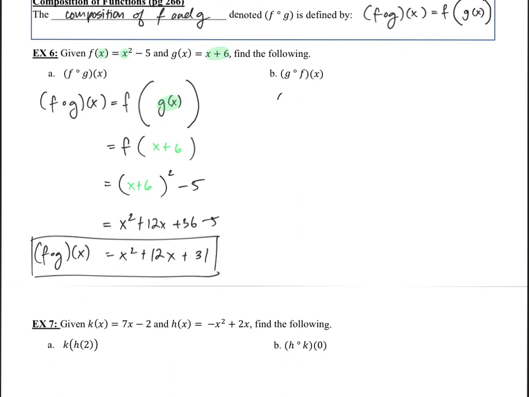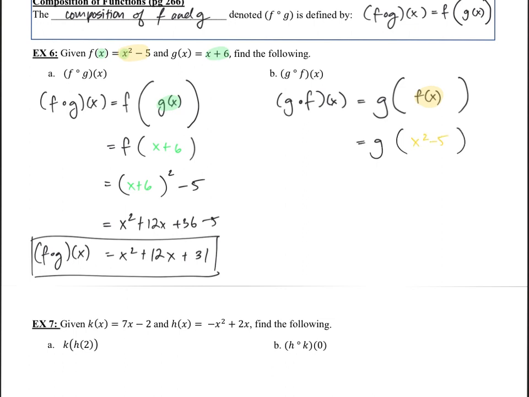Okay, so for B, we have g of f of x. So this time it's the switch. We have g on the outside, the big box, and we're going to input f of x into it. So I'm going to go ahead and color code f of x with yellow. We're going to switch that out. So that's going to be g of, and f of x was x squared minus 5.